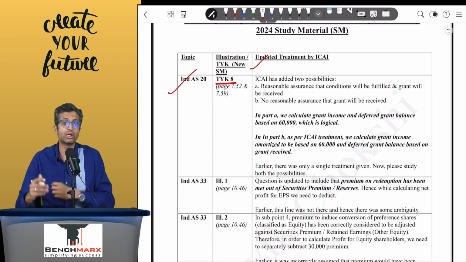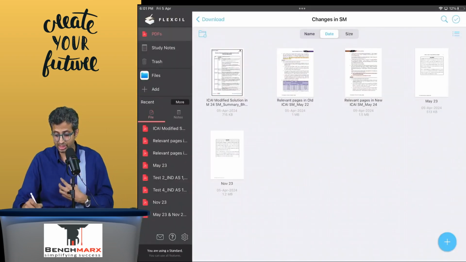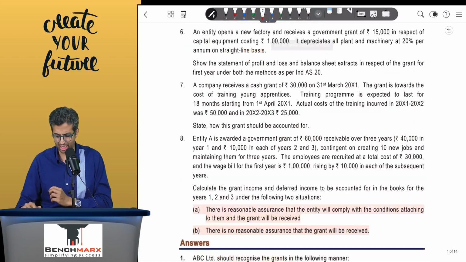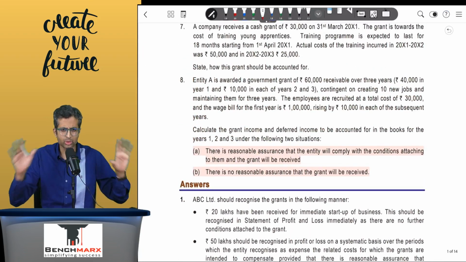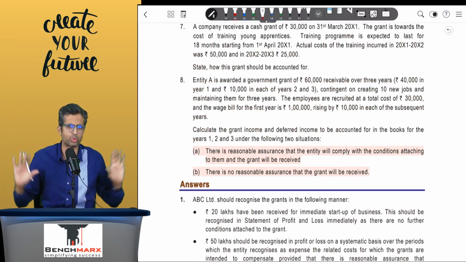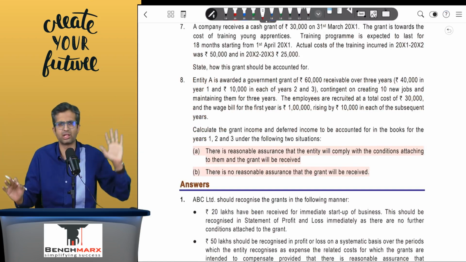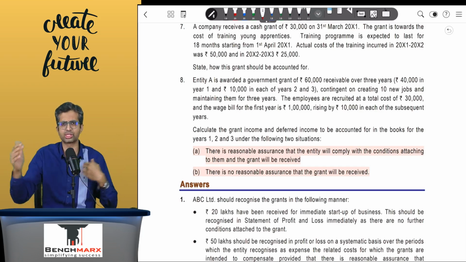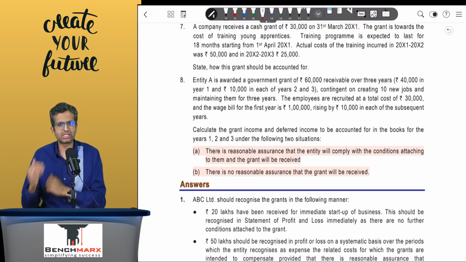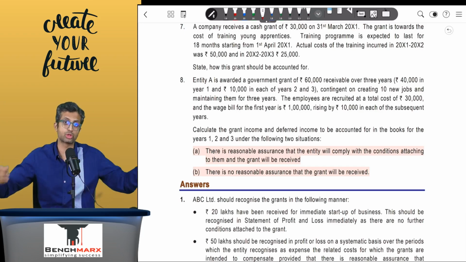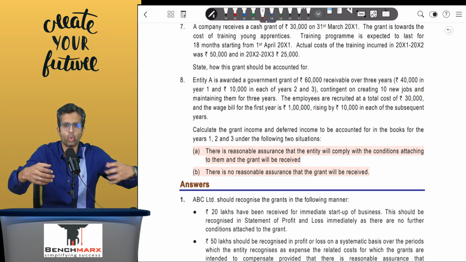What I will also do is share these relevant pages or extracts from the institute study material so that you can compare the 24 and the earlier 23 or 22 material, so you clearly know in a matter of a few minutes what the changes are and what you need to do for the exam. So at this point, I'm not going to discuss the entire question, solution, concept, etc. I'm just going to focus on what the differences are.